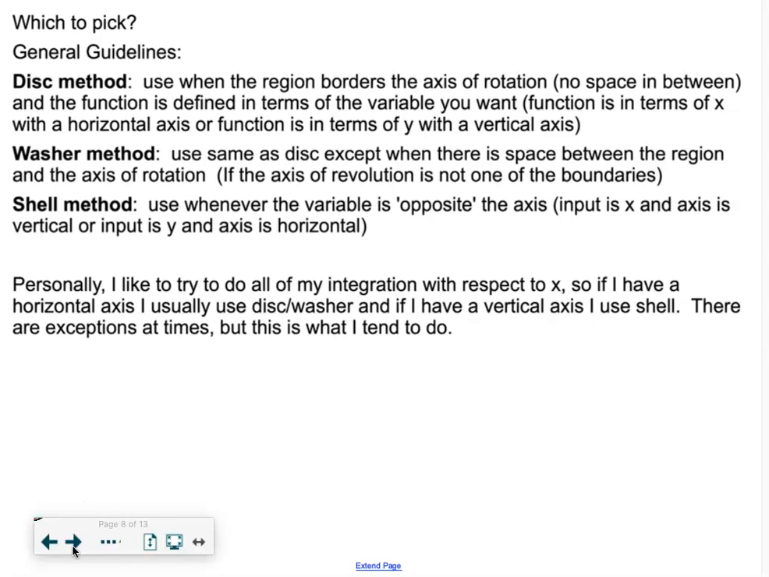You can do a vertical axis with disc and washer just fine, as long as you can solve the functions for x, right? But if they're not solved for x for you and you don't feel like doing it, you can do shell. So anyway, that's just me giving you a slide that talks about the 3 different rotational volumes that you've learned.